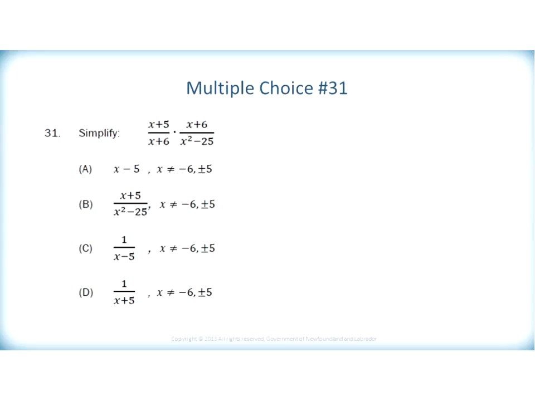We have to simplify. We're going to multiply two rational expressions, so we shall factor first. We have x plus 5 over x plus 6 times x plus 6 over, and this is the difference of two squares, so we have x plus 5, x subtract 5. And we cancel common factors.